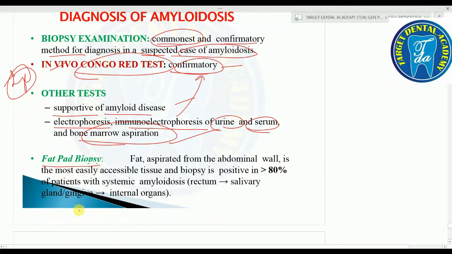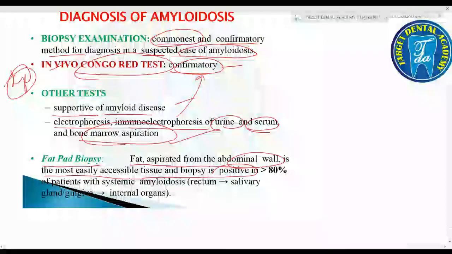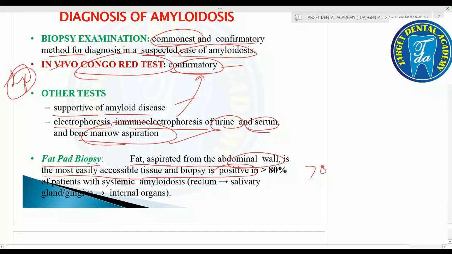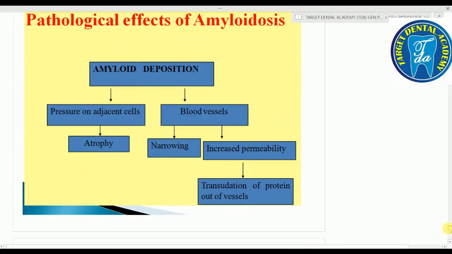The fat pad biopsy: the fat aspirated from the abdominal wall is the most easily accessible tissue, and the biopsy is positive in more than 80% of the patients with systemic amyloidosis. Other sites include the rectum, salivary gland or gingiva, and internal organs. Coming on to the pathological effect of amyloidosis. Amyloid deposition creates pressure on the adjacent cells, which leads to atrophy, while amyloid deposition on the blood vessel leads to narrowing and increased permeability, which leads to the transudation of protein out of the vessel. Important.